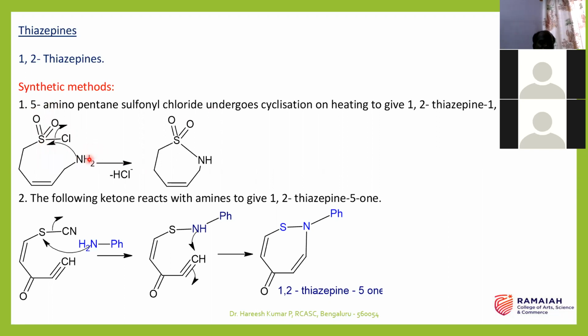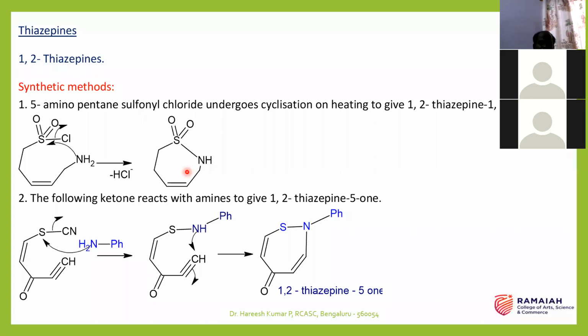So you know that this is a nucleophile, this is an electrophile. That means it's an intramolecular reaction. So the lone pair or the bond pair can attack here and there will be a 7-membered ring formation, and the obtained one is called thiazepine. Now you can say 1,2-thiazepine 1,1-dioxide. So that's what you need to mention.